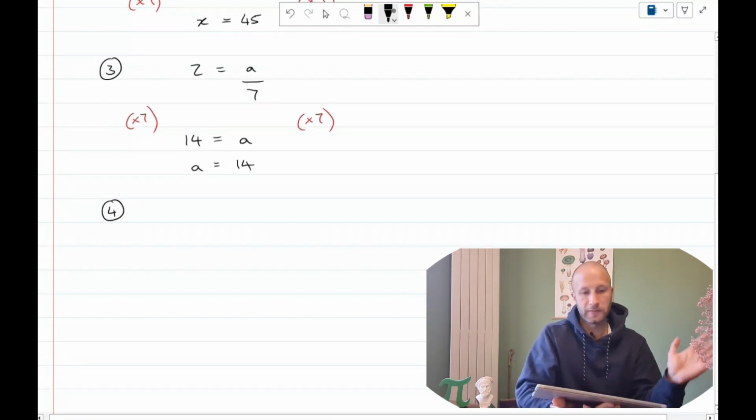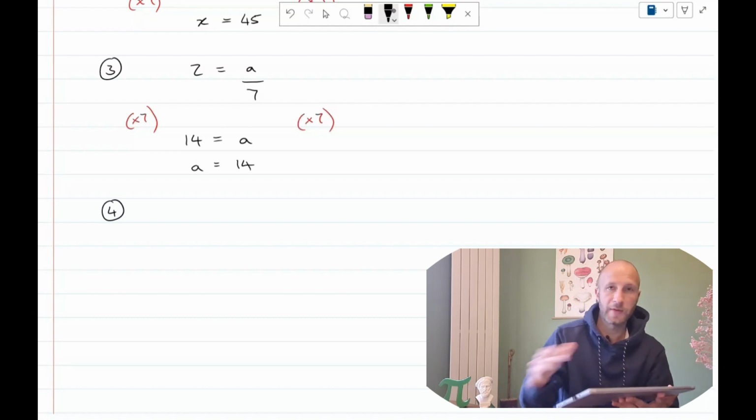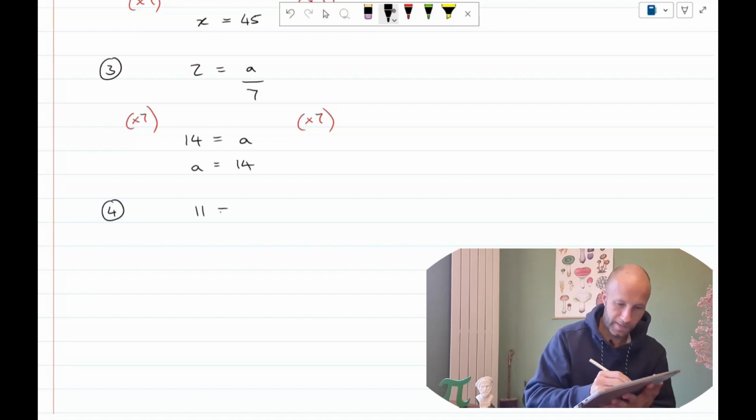Notice how it doesn't matter that the letter is different, the A still works the same way. It doesn't matter that it's on the right-hand side. You look at what is around the A and how you're going to get rid of that, and that's why it's kind of a bit like a puzzle. 11 equals C over 4. Last one of this type.